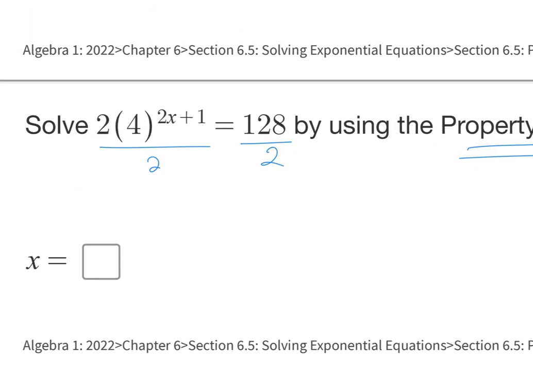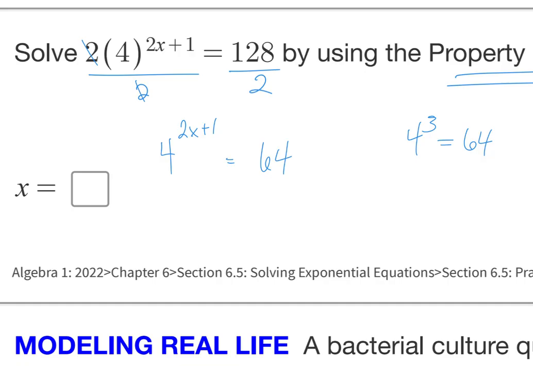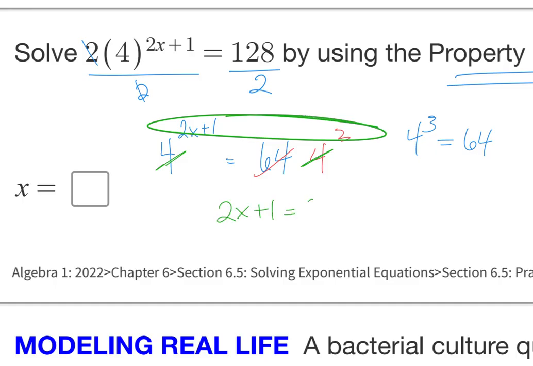So there you go. Divide by 2, those 2's cancel, and I get 4 to the 2x plus 1 power equals 64. Well, hey, 4 to the 3rd power is 64. Now, you might have thought, well, wait, should we write them as different bases, like the base being a 2? No, you don't have to. So this is 4 to the 3rd power, and you ignore those bases, and it's just 2x plus 1 equals 3.